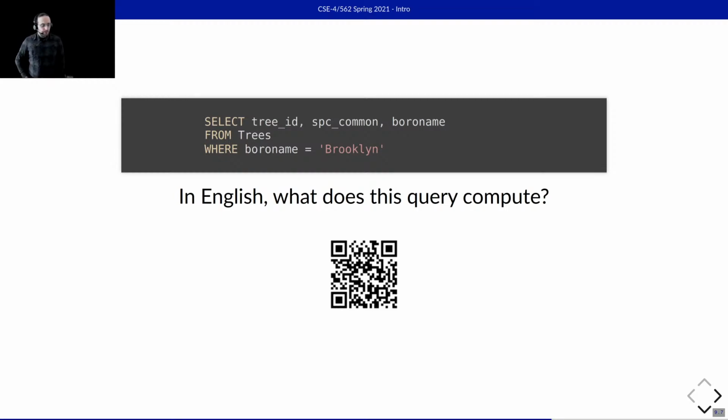So here's a query. What does this compute? You know what? Let's actually make this easier. On chat, what is the query computing? I'll leave Slido up if anyone wants to answer there.